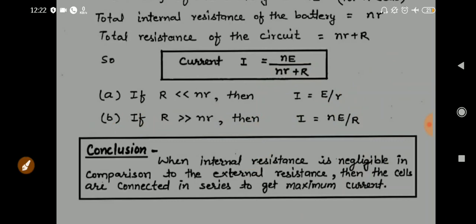From this expression we conclude that when internal resistance is negligible in comparison to the external resistance, that is condition 2, then the cells are connected in series combination to get maximum current. When internal resistance is negligible in comparison to the external resistance, cells are connected in series to get maximum current in the circuit.